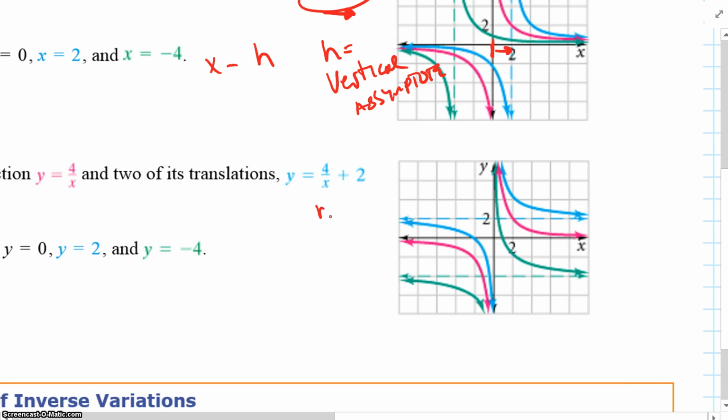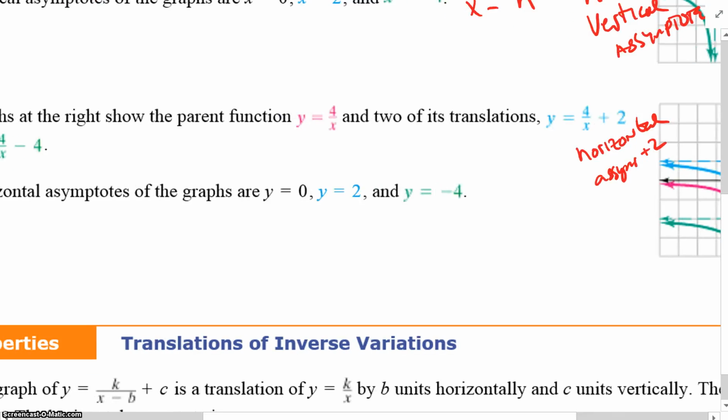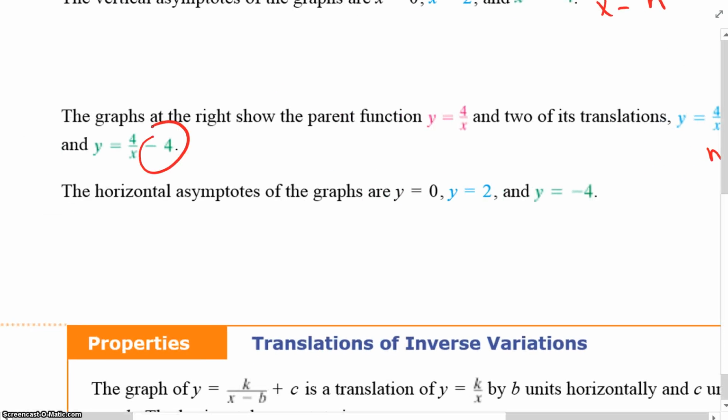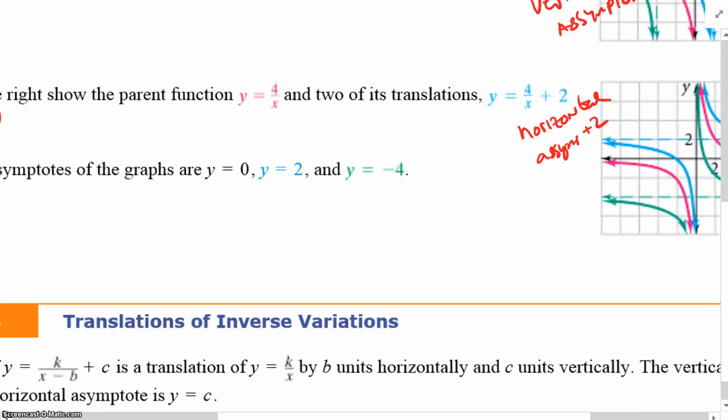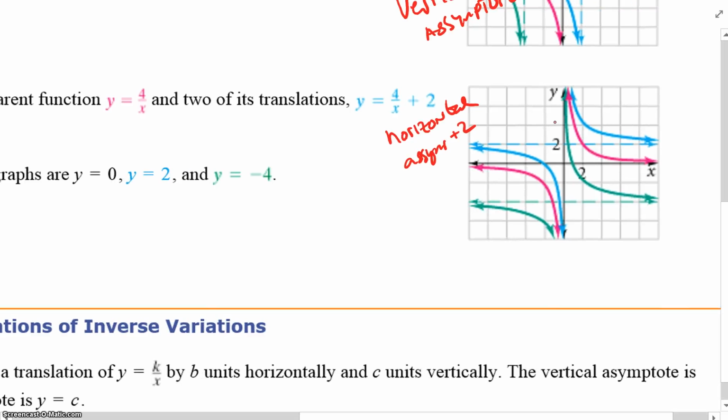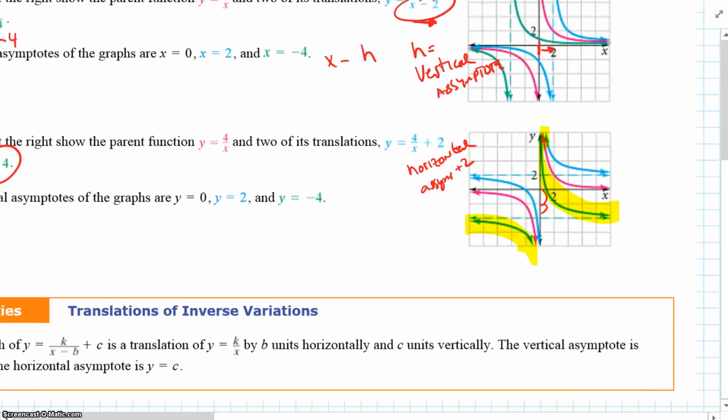Just like, we can't call it our k value now, but it translated it up 2 units. So now our horizontal asymptote is positive 2. And the green one, all right, our horizontal asymptote is negative 4. So you can see that, the green one right here, I'll highlight it in yellow. Okay, the vertical asymptote is still x equals 0, and my horizontal asymptote is y equals negative 4.